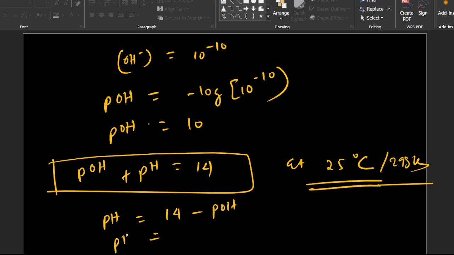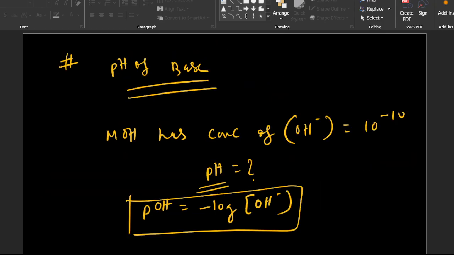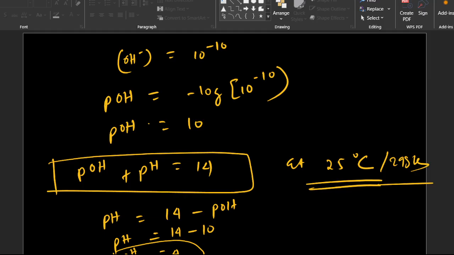So pH equal to 14 minus 10, then pH equal to 4. Okay, so it cannot be 10 raised to minus 10 giving pH 4, because for basic the pH will be more than 8.